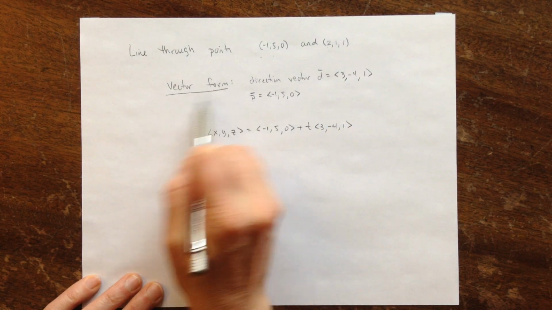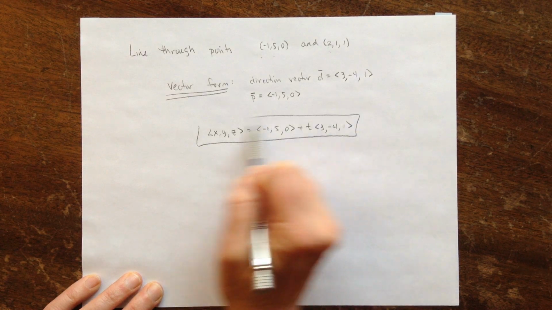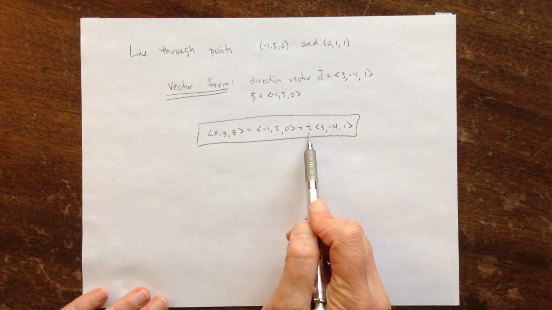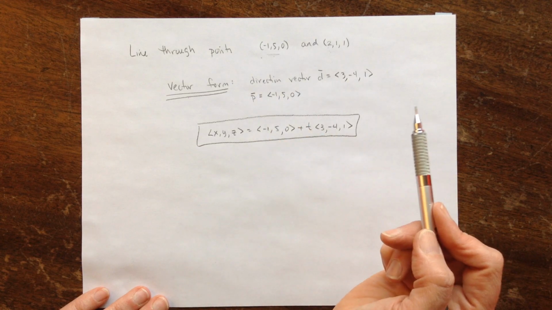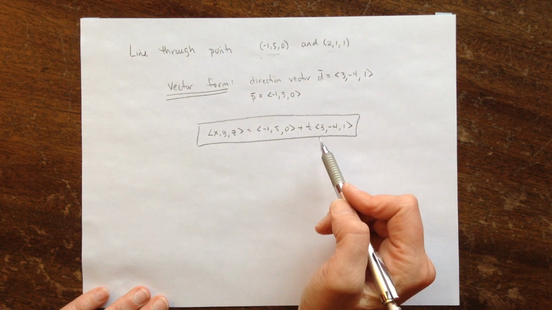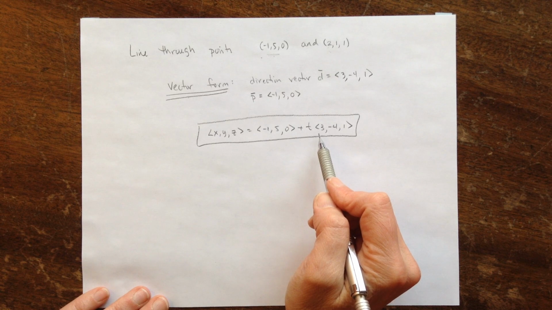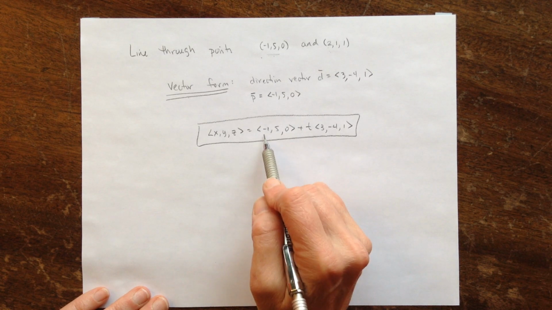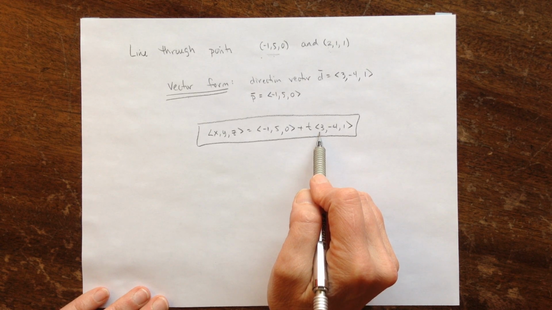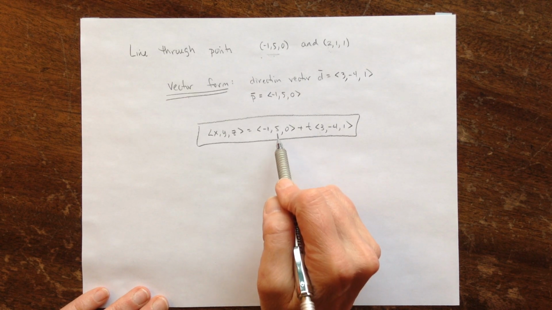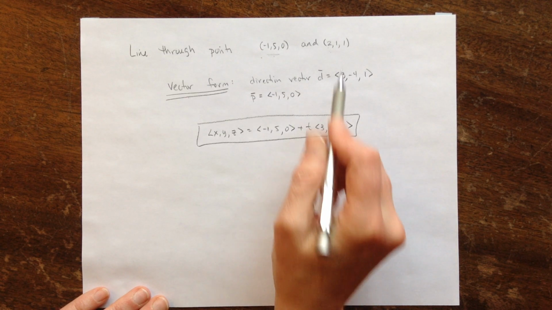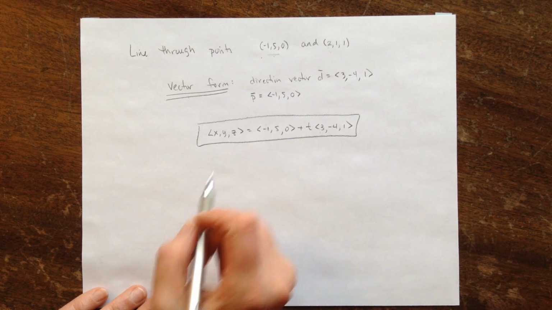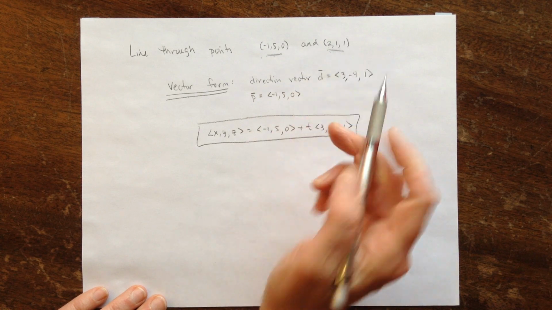And so here is the vector form of this line. And if you look at this again, you plug in t equals 0, you're going to get this point back, or this turned into a vector, the position vector. And if you plug in t equals 1 in here, you get -1 plus 3 as your first coordinate, so it would be 2. 5 plus -4 is 1, and 0 plus 1 is 1. So there's the vector form for the line that passes through these 2 points.